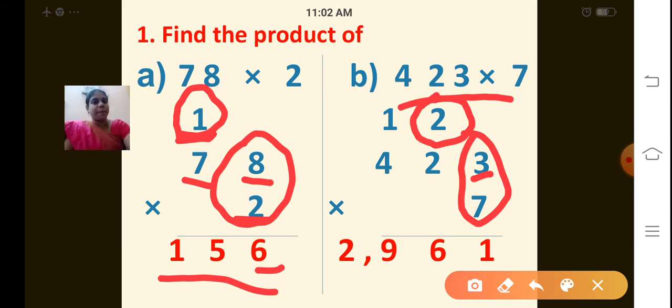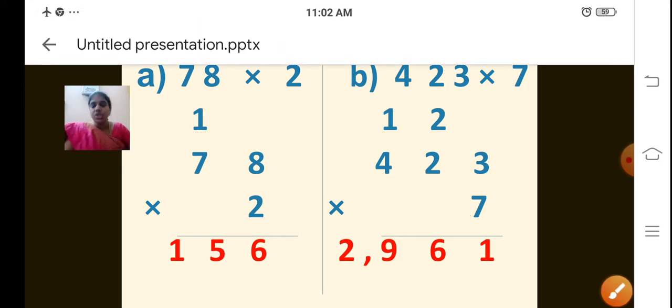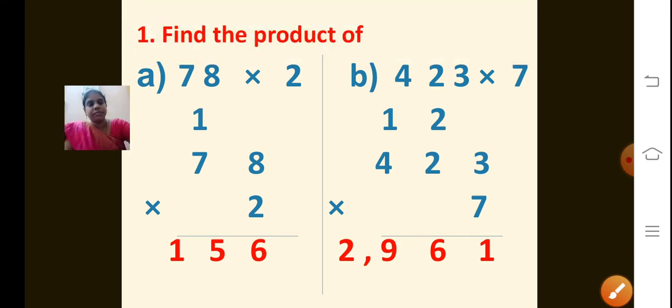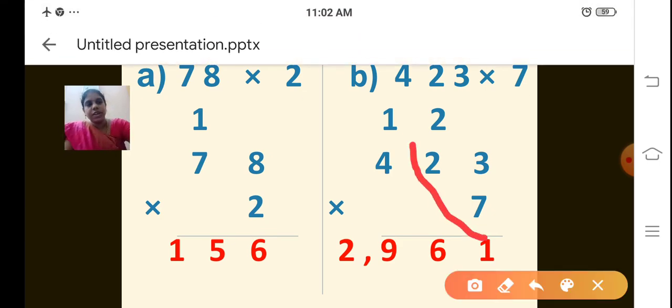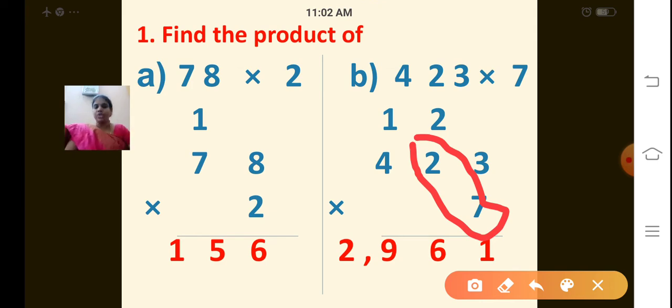Now let's multiply the tens place. So now take the digit at the tens place. What digit am I having at the tens place now? 2. Now 2 multiplied by 7. 2 into 7. Now this we are going to multiply. 2 7s are 14.